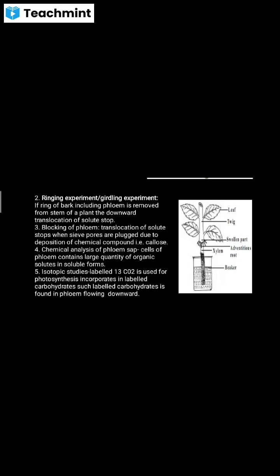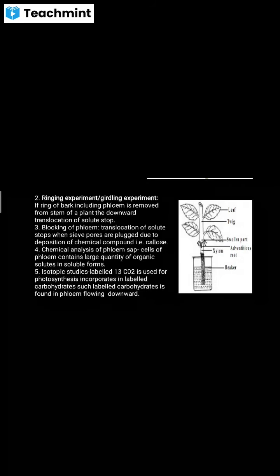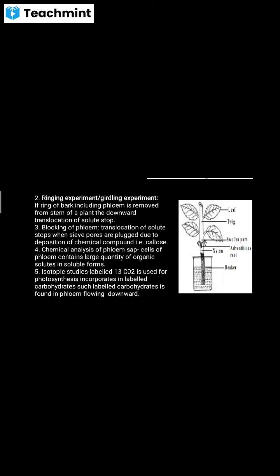Then blocking of phloem: the translocation of solutes will be stopped when the sieve pores are plugged due to the deposition of a chemical compound, that is callose. If we block the phloem cells in the stem, then callose is deposited there, and the translocation will be stopped.